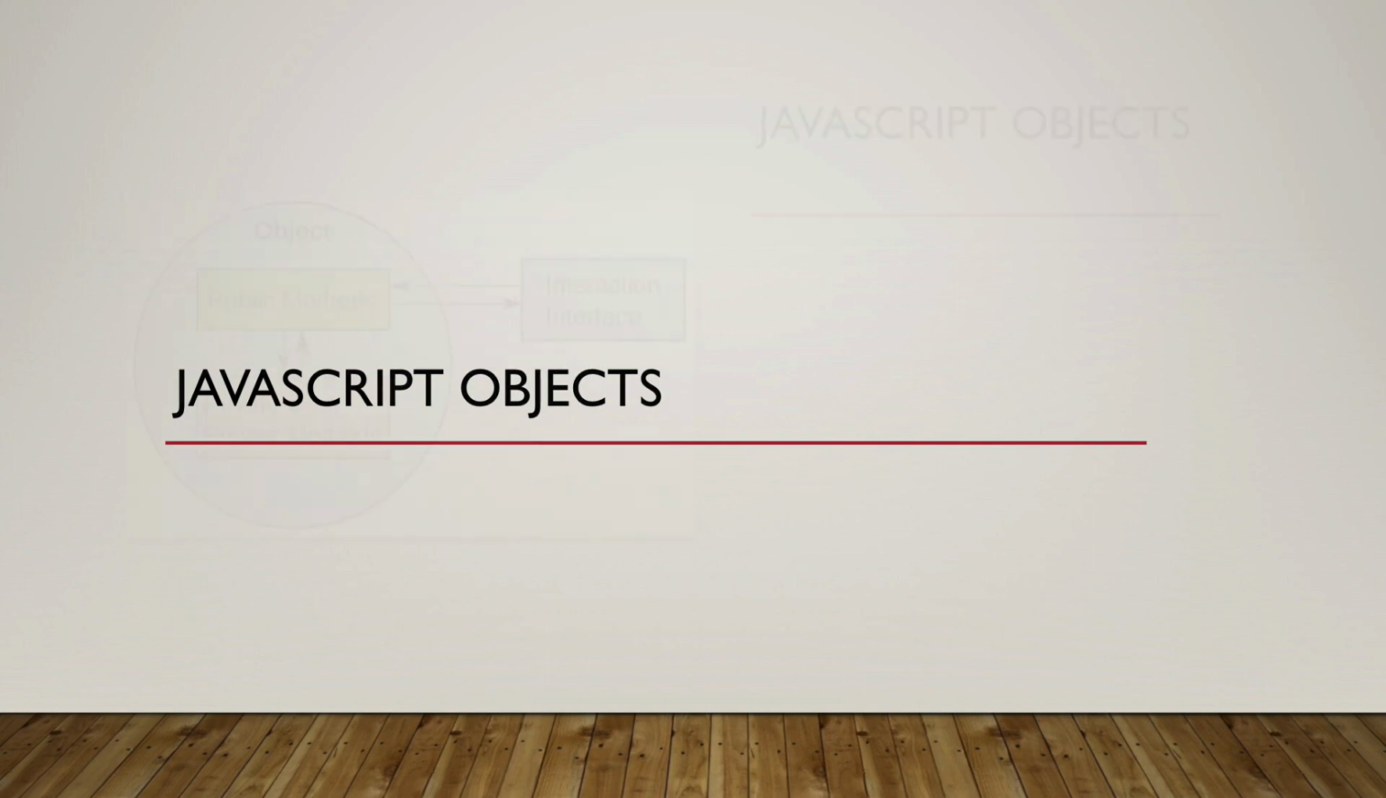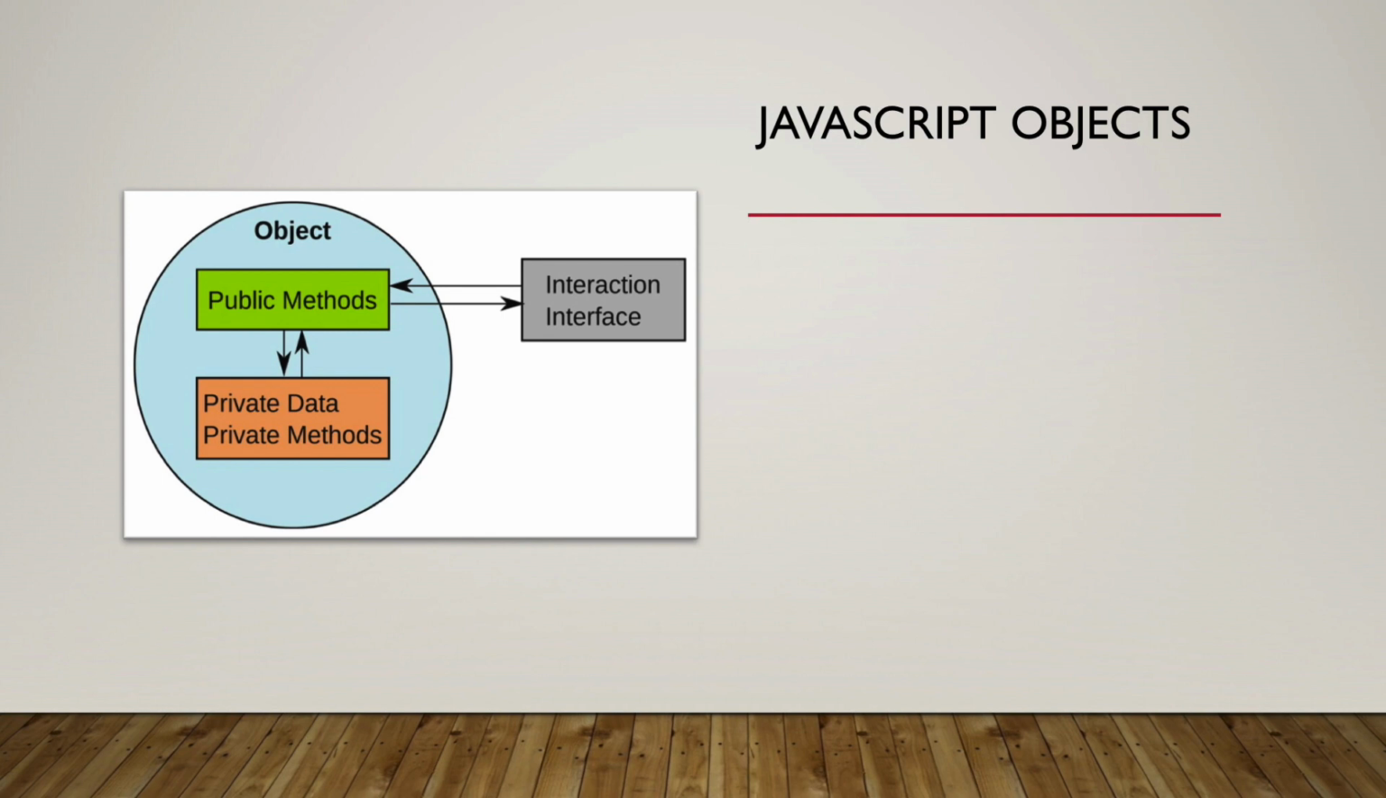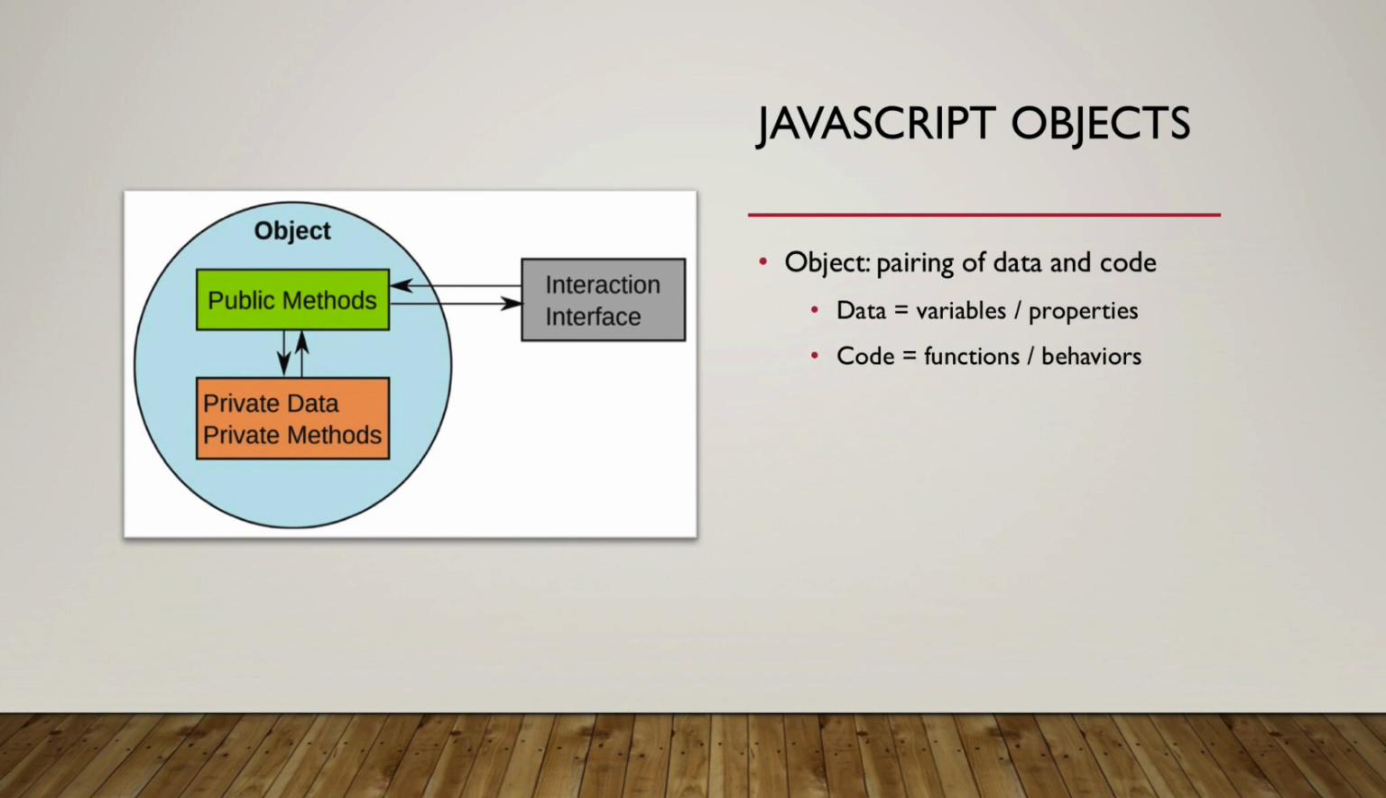So to talk about objects most generically, first I just want to orient you to what we mean when we say object in a programming language. Really, it's just a pairing of data and code. The data will be variables, sometimes called properties, and the code will be functions, or sometimes just generically referred to as behaviors or methods. In this little diagram over here, you can see the object encapsulates methods, which can be public or private, and then data, which should almost always be kept private.